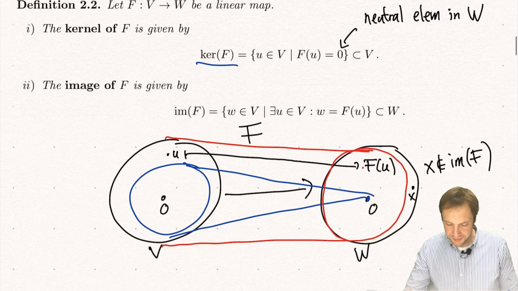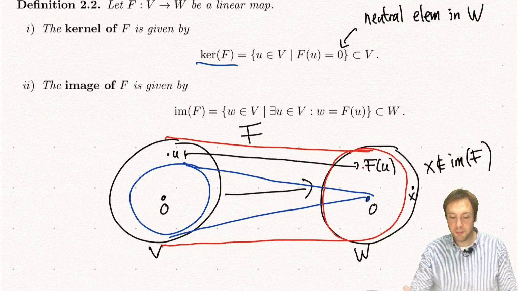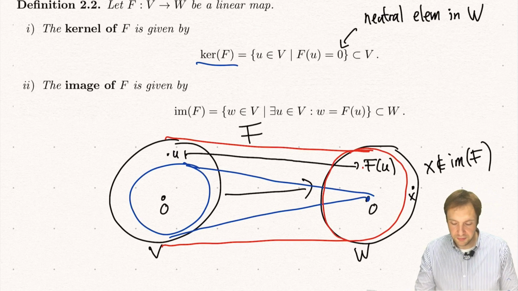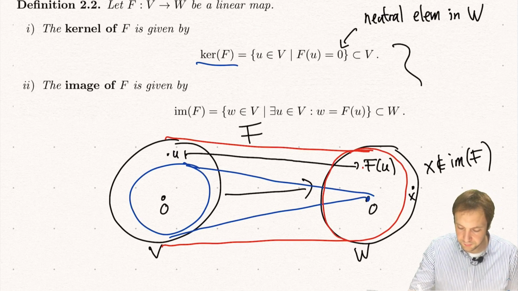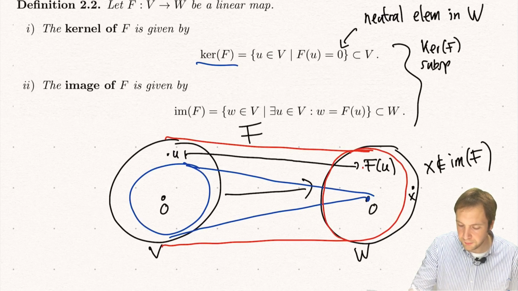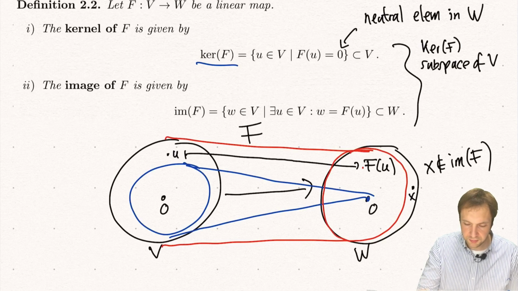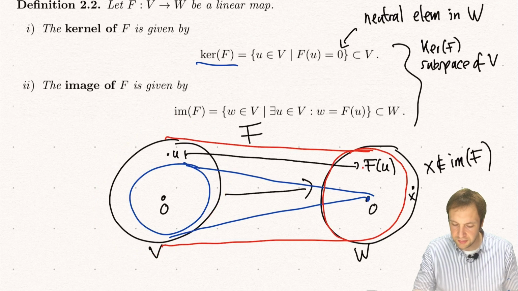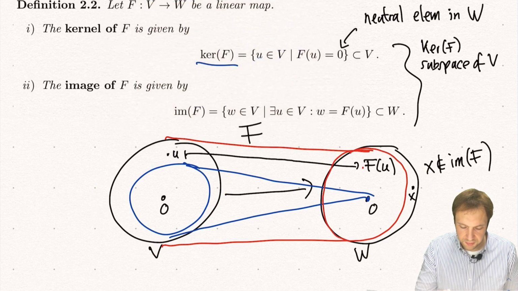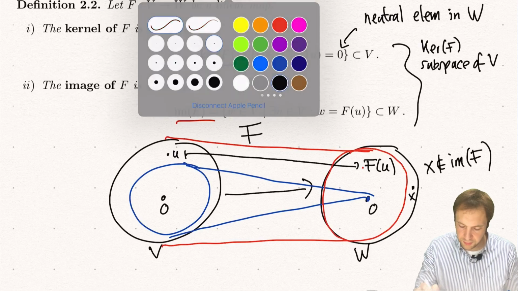And then, with the same arguments as in the R^n case, this kernel is a subspace of V, so it's a subspace on the left hand side, and this image is a subspace in W.